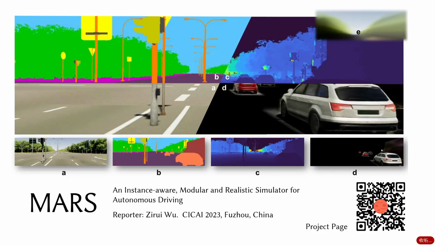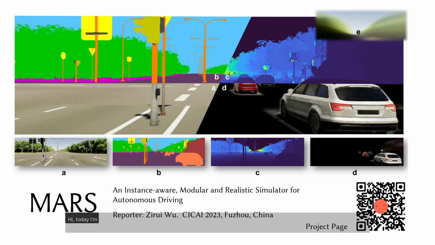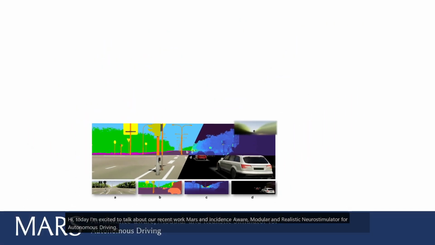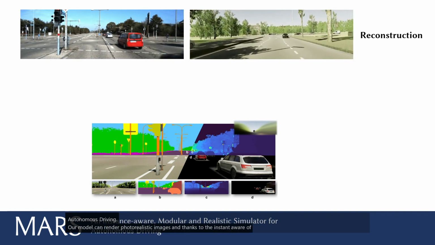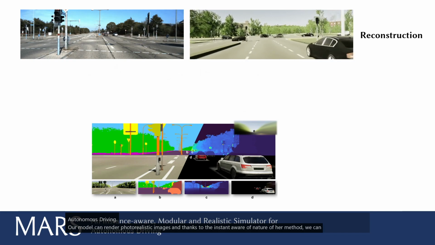Hi, today I'm excited to talk about our recent work, Mars, an instance-aware, modular, and realistic neural simulator for autonomous driving. Our model can render photorealistic images, and thanks to the instance-aware nature of our method, we can edit the foreground objects for simulation.